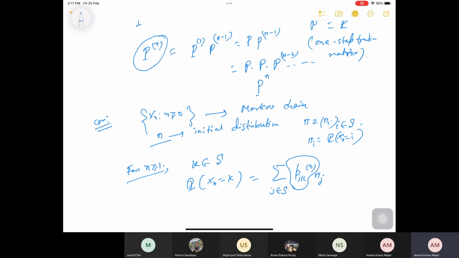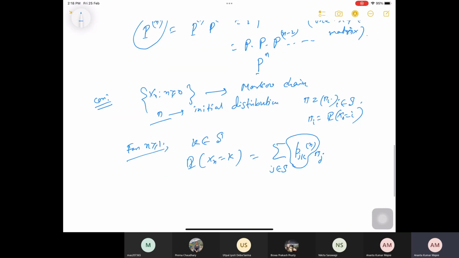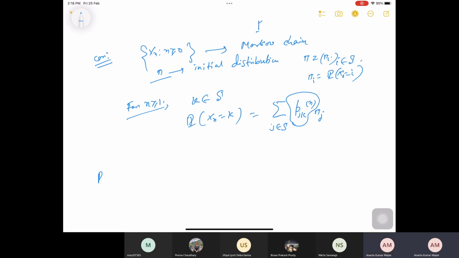This is really important. If you want to find out the probability of Xn is equal to k, then I need the n step transition probability of jk and pi_j, and then you sum it up over j in your state space S. How to prove it? Proof is simple.